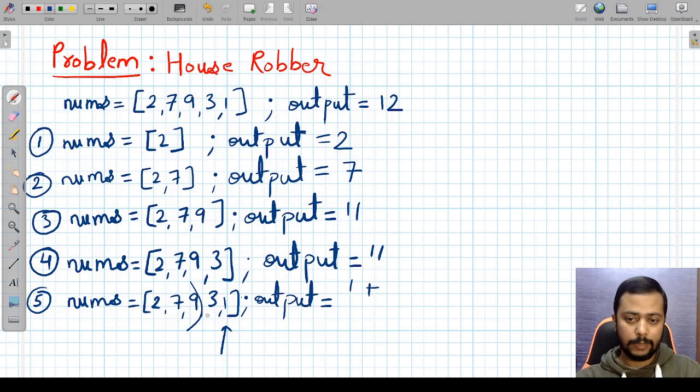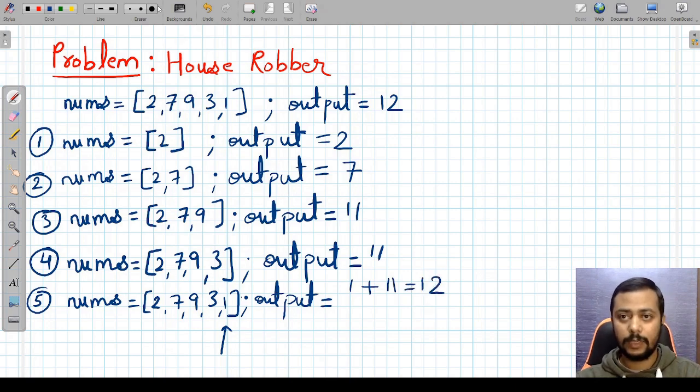But 2, 7 and 9 is the array which I can still consider because that part is not adjacent to 1. And I already know what is the output for 2, 7, 9 because I have previously calculated it, which is 11. So if I am robbing the current house, which is the last house, which is 1, I get 1 plus the value for 2, 7, 9, which is 11. So this is my case number 1.